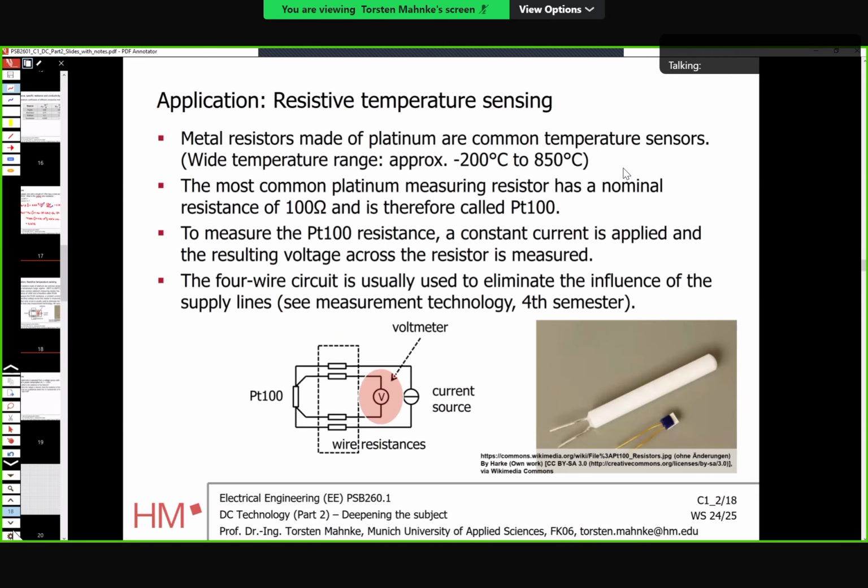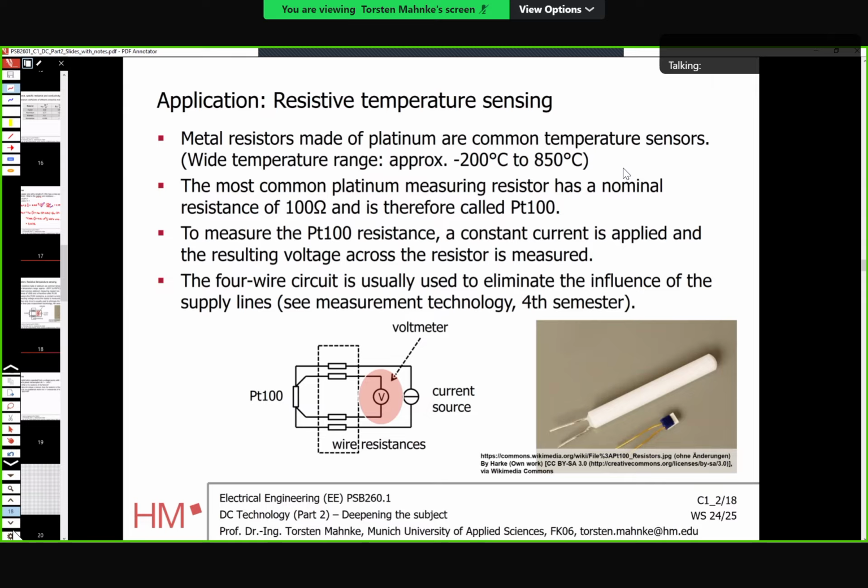And the other nice characteristic is that platinum is very stable. It does not degrade very much over time, or with other environmental parameters like elevated temperature over a long time. So it preserves its properties very well. That's why it's used for this kind of sensor. The 100 ohm version is the most common one. There are also 500 ohm and 1 kilo ohm versions, but PT100 is the most common one.